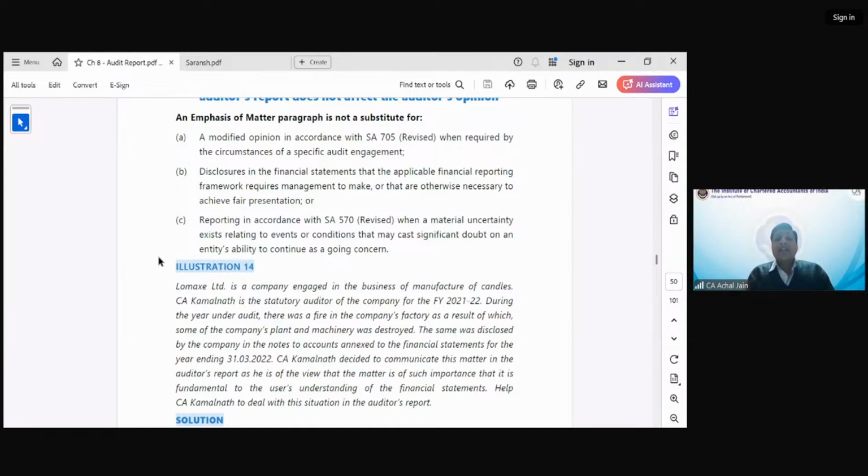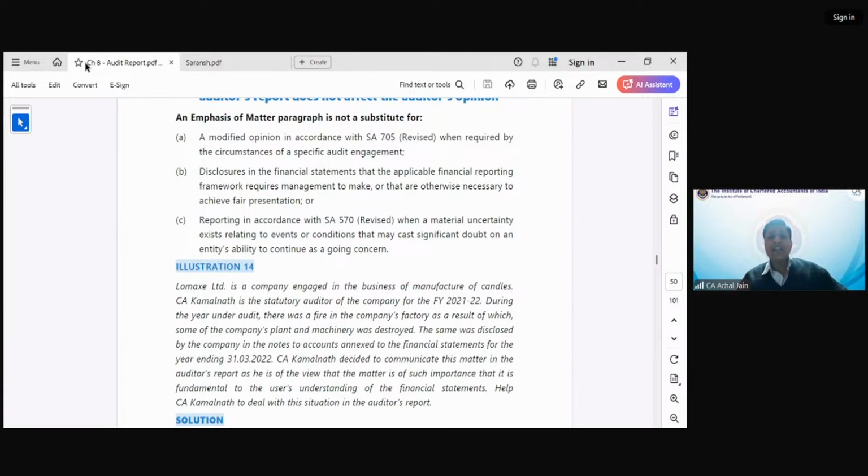CA Kamal Nath decided to communicate this matter in the auditor's report, as he is of the view that the matter is of such importance that it is fundamental to the user's understanding of the financial statements. But at the same time, there's no modification that he wants to attach to this. So how will you deal with this? Over to you. Quickly, how will you deal with this matter?